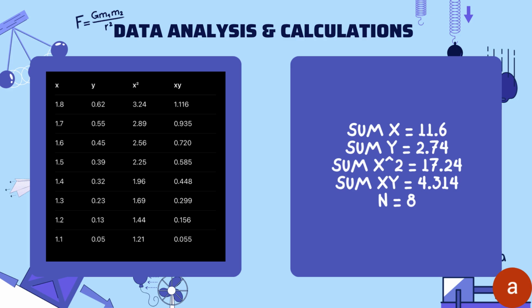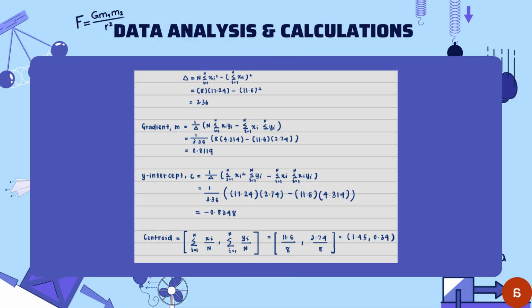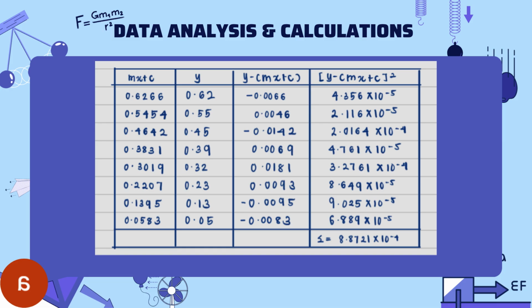And then we got sum of X, which is 11.6, sum of Y, 2.74, sum of X squared, 17.24, sum of XY, which is 4.314, and N, which is 8. Now after we get the data, we can calculate the gradient, y-intercept, and centroid. If you want to calculate this, you can put the values inside the formula given in the least square method. This table is for CO2.